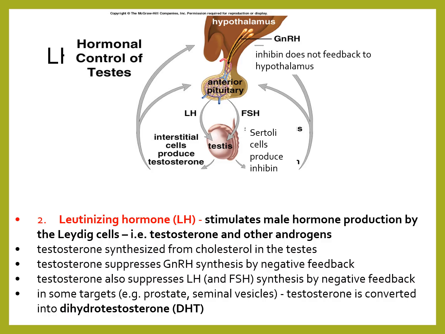Testosterone is made from cholesterol in the testes. The Leydig cells will take cholesterol out of the bloodstream, will modify it and convert it into testosterone. And when testosterone levels get to be high enough, it will negatively feed back to the anterior pituitary and the hypothalamus, thus suppressing gonadotropin-releasing hormone synthesis and suppressing luteinizing hormone synthesis, and also FSH. In some targets, like the prostate gland and the seminal vesicles, the testosterone that's made by the Leydig cells gets converted into dihydrotestosterone, which is known as DHT.